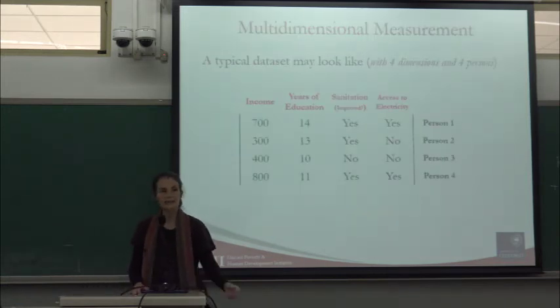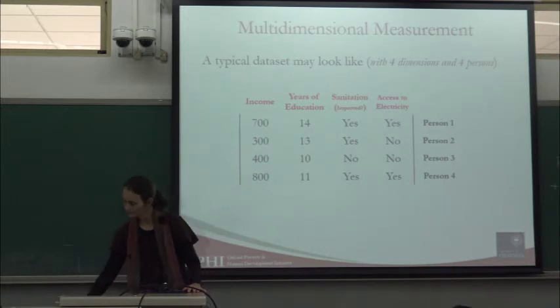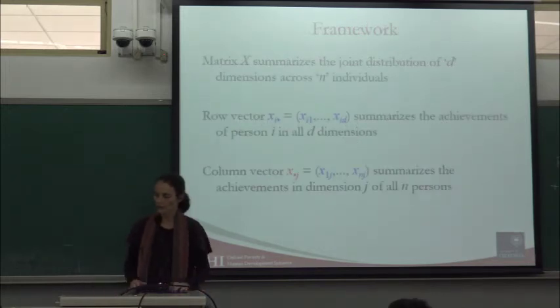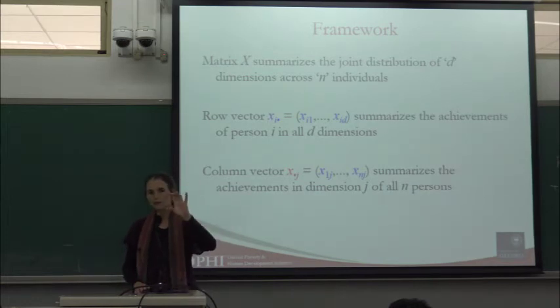So just to give an example, we could have 4 dimensions and 4 people: income, years of schooling, sanitation, and access to electricity. And this is just an example of their achievement matrix. We're going to be using this a lot. James Foster will use this matrix to present the AF methodology in the next session. So we've already said that the row vector is for the person and the column vector is for the dimension.